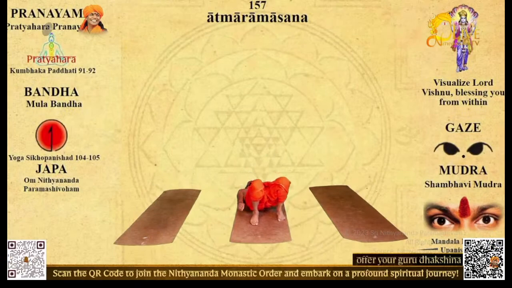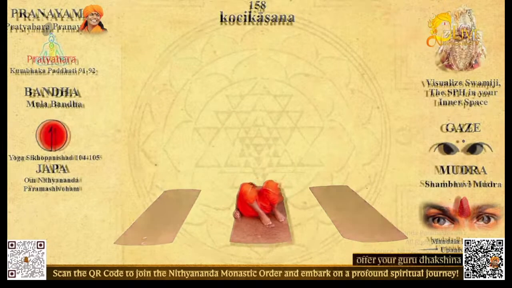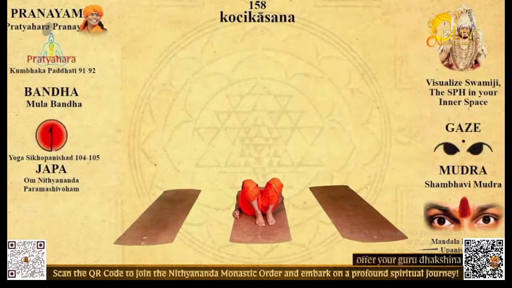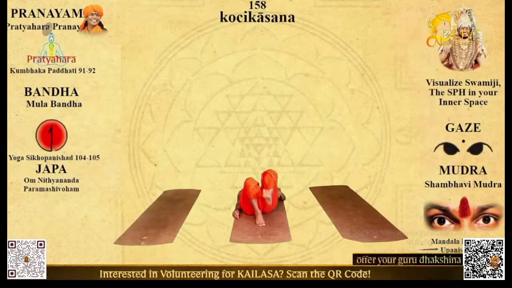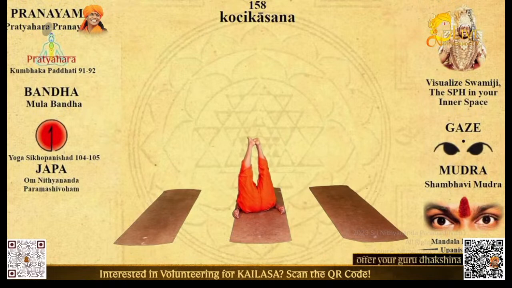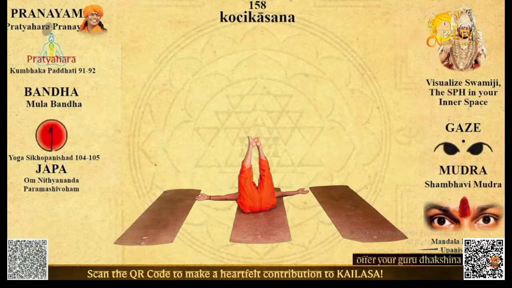The next asana is Kochikasana. As you lie down, bring the knees to the chest, soles of the feet facing upward, hands on the side extended. Now, gaze to the nose, visualize Swamiji in your inner space.